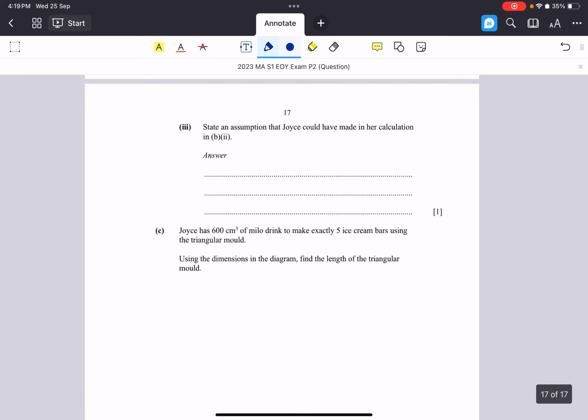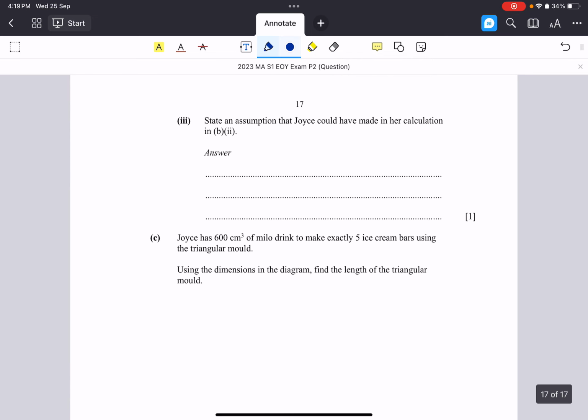Next, an assumption that Joyce could make in her calculation. The main thing she can say is that the thickness of the mold is negligible, because we are just calculating without taking into account how thick the mold actually is. A mold has certain thickness, and the thickness will affect the volume, but it will make the calculation a lot more complicated. So for the purpose of our calculation, we ignore that.